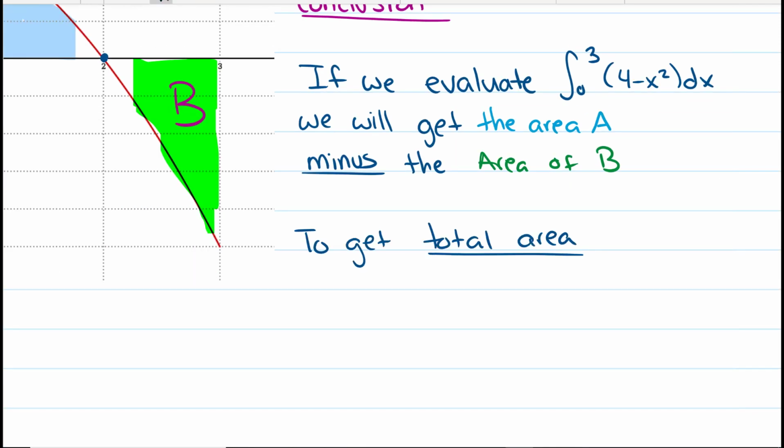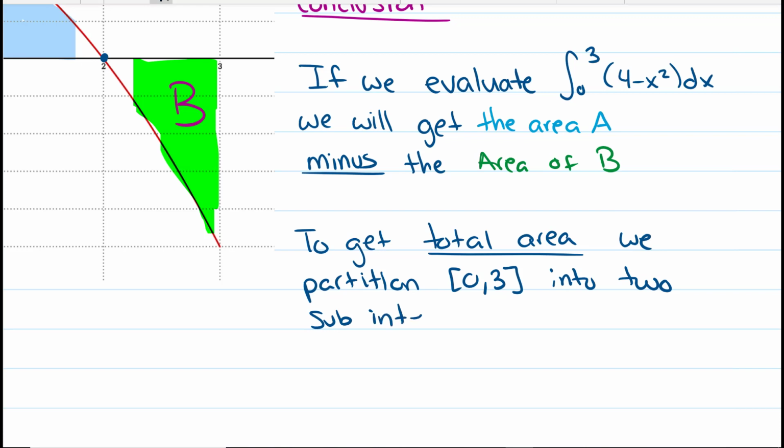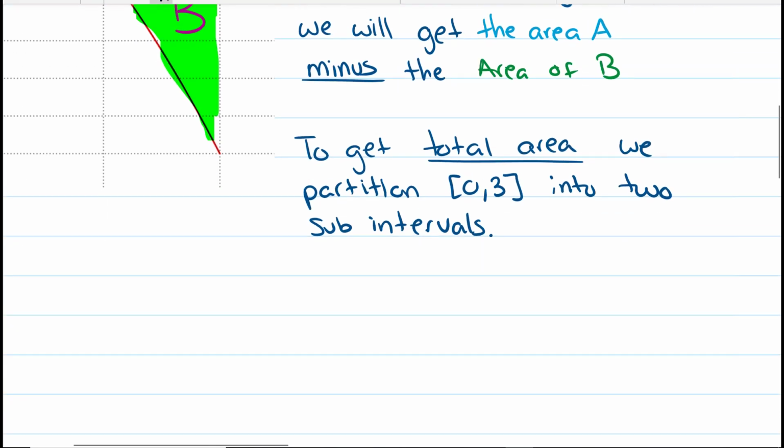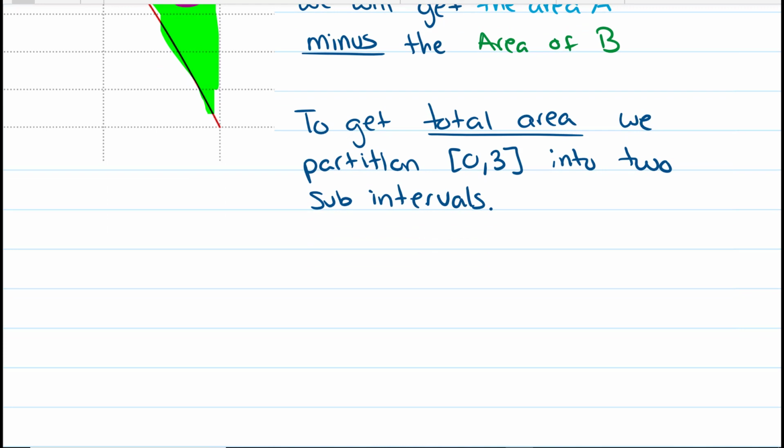So in order to get the total area, we're going to partition 0 to 3 into two subintervals. We're going to separate those intervals into where the graph crosses the x-axis. So the first subinterval will be from 0 to 2, and the second will be from 2 to 3. 0 to 2 is going to represent region A, and 2 to 3 is going to represent region B.